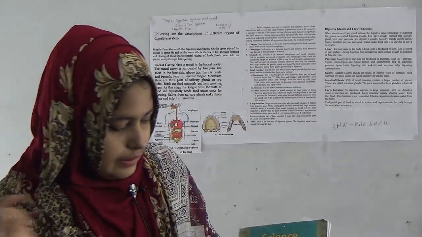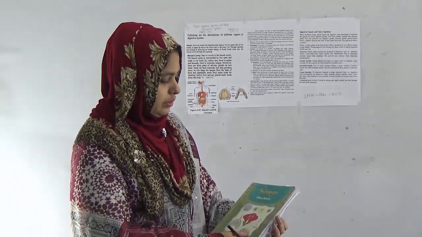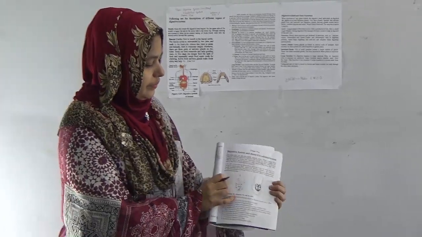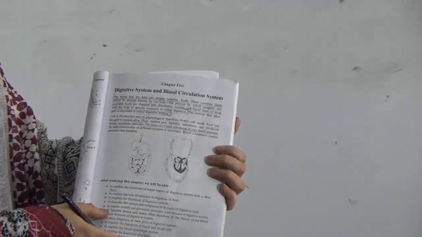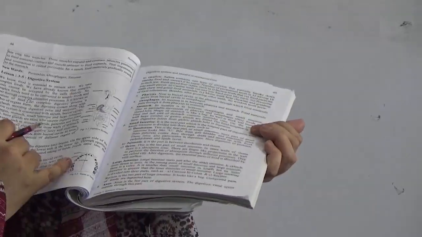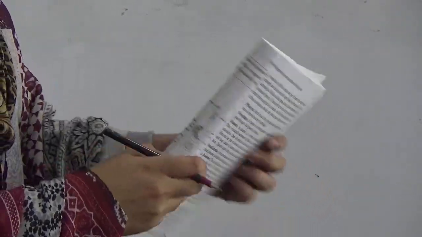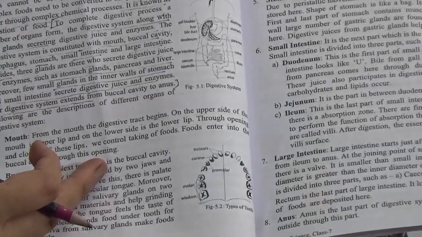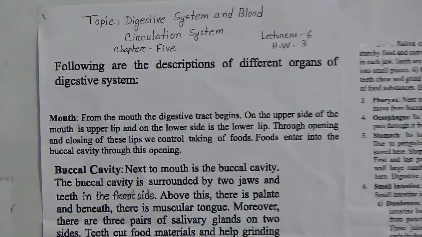And dear students, this is your science book and this is chapter 5. We have already discussed some topics from this chapter. Now today we will start from page number 48. So let's start today's topic. Today we will learn about our digestive organs.